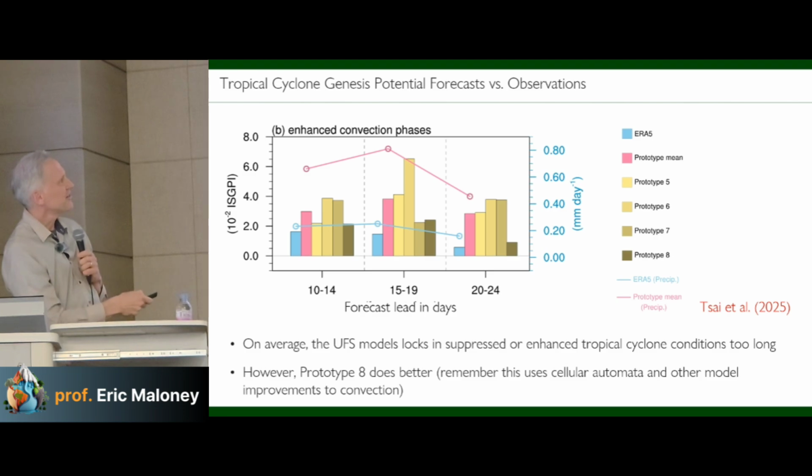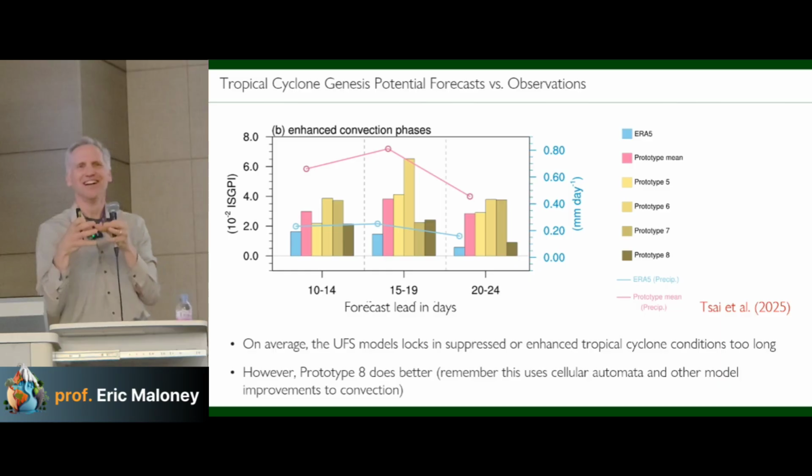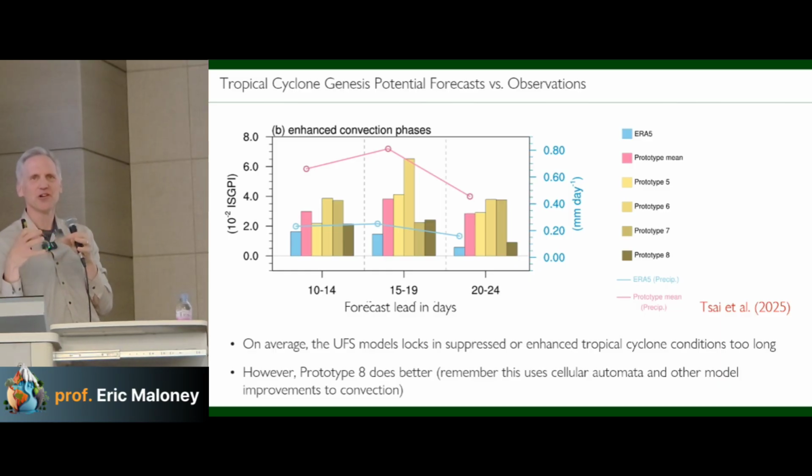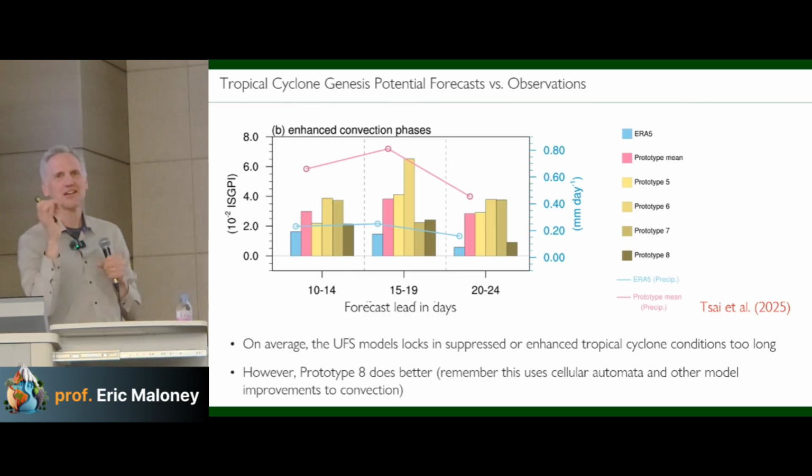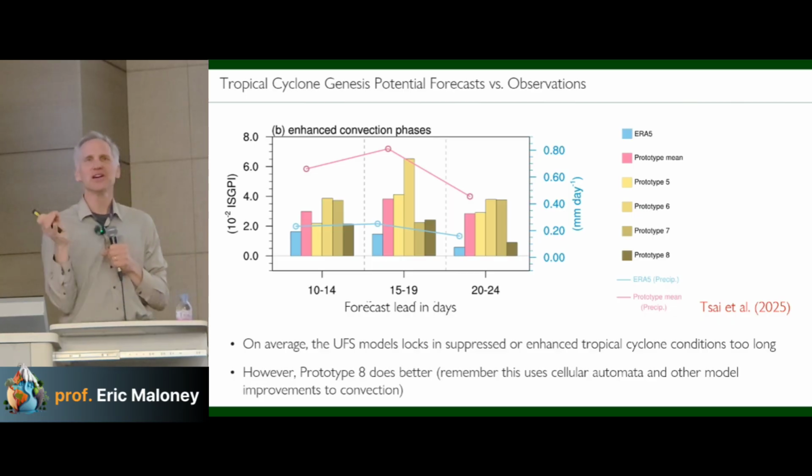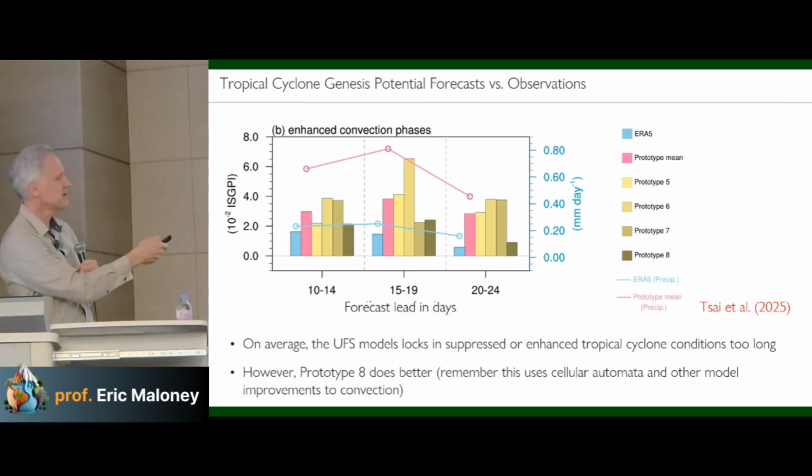There is one exception though. This model here, which is called Prototype 8, is the model where we included this game of life clumping together of convection to better simulate clouds, to better simulate organization. And that particular model does a really good job. So you can make physical improvements to models to make them do a better job of simulating tropical cyclones, but it's actually very, very difficult and a problem that we've been working on for many, many years.